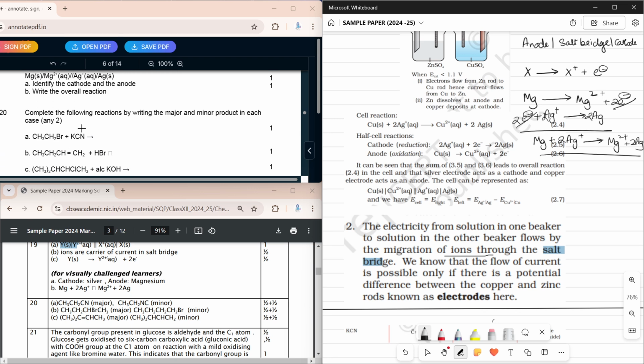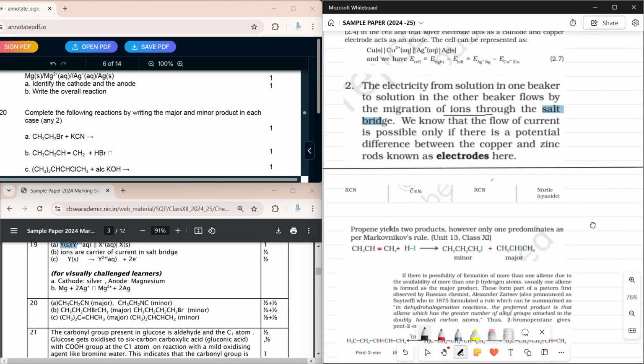Question number 20. Complete the following reaction by writing the major and minor product in each case. So you can pick any two of these and then you can just write the answer. Now I'm just going to discuss all of them, obviously. Based on the look of this, it seems like all of these are from the chapter of haloalkanes and haloarenes.